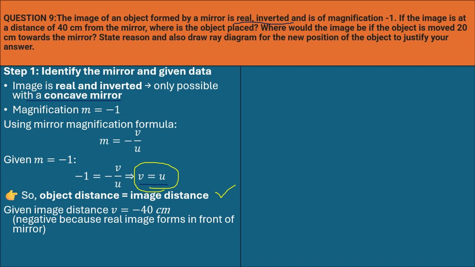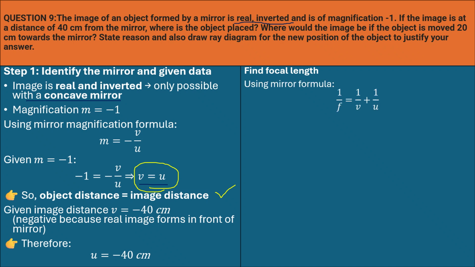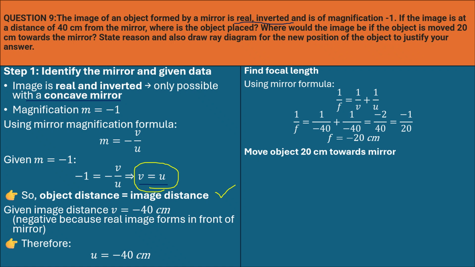So given the image distance, now can we go further? If the image is at a distance of 40 centimeter from the mirror, now why is it negative? Because a real image forms in front of the mirror. Therefore, we will get u as -40 centimeter. Now let's find the focal length. For that, which formula do you have to use? Mirror formula. So 1 upon f is equal to 1 upon v plus 1 upon u. Students, you just have to substitute following the sign convention. You will get focal length as -20 centimeter.